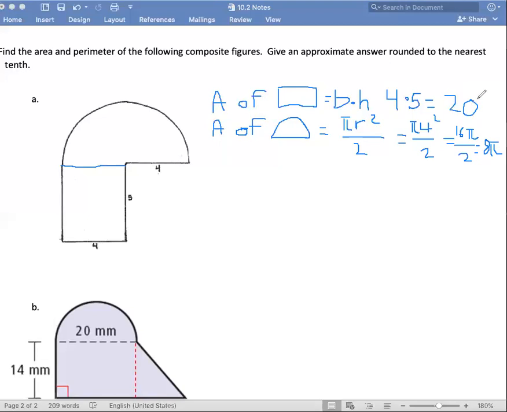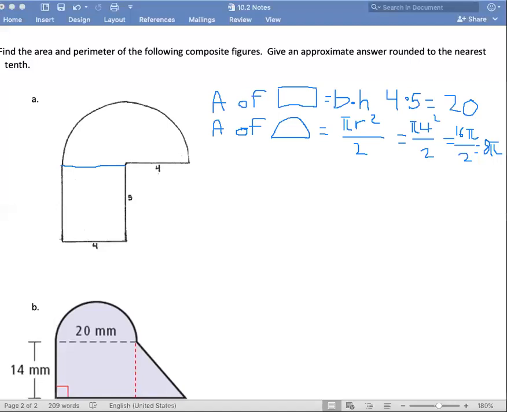So it might be tempting to just say 20 plus 8 pi, that's going to give you 28 pi. But you can't add these values like that because they both don't have a pi. If this had a pi on it, 20 pi plus 8 pi, that is in fact 28 pi. But this doesn't have a pi symbol by it, therefore you can't do that.